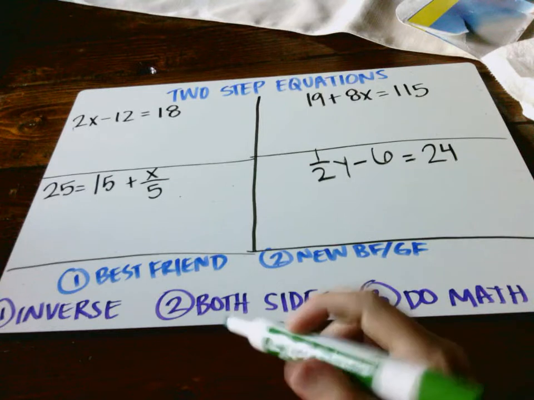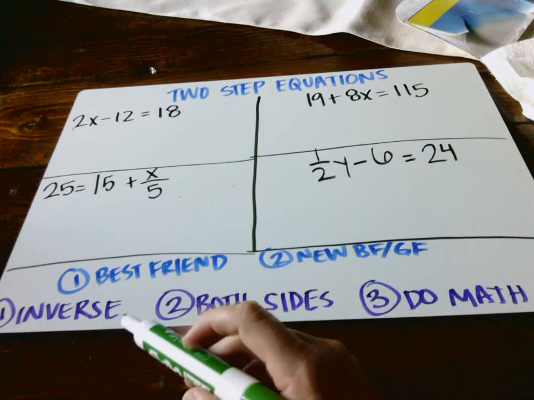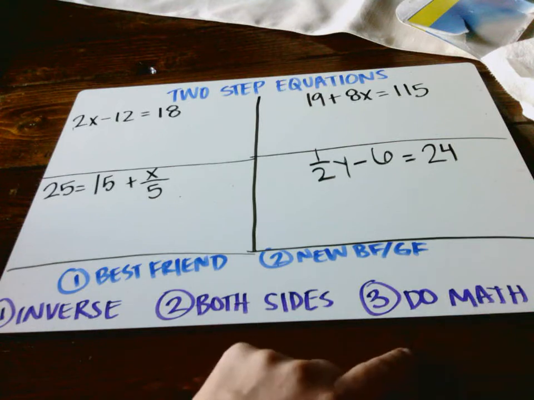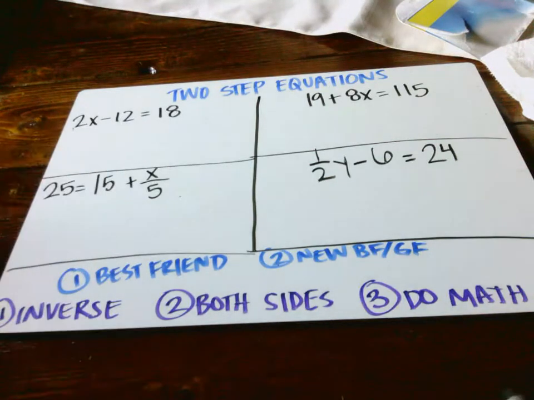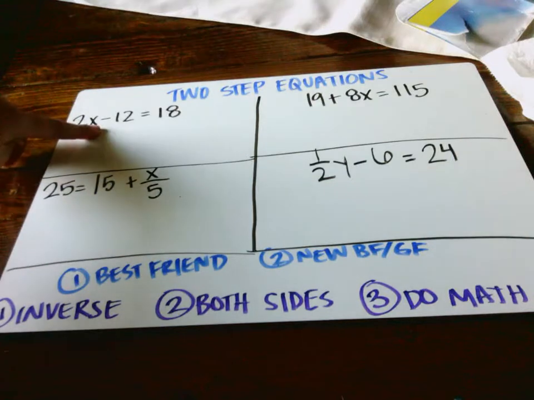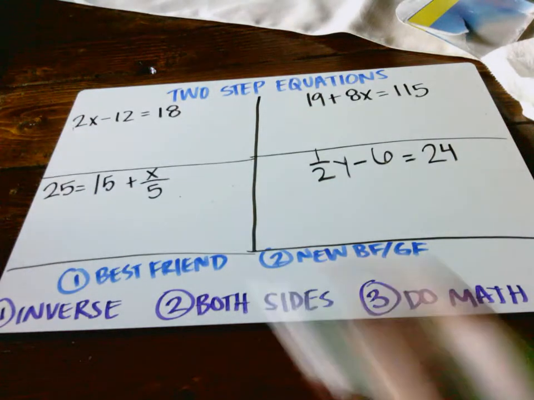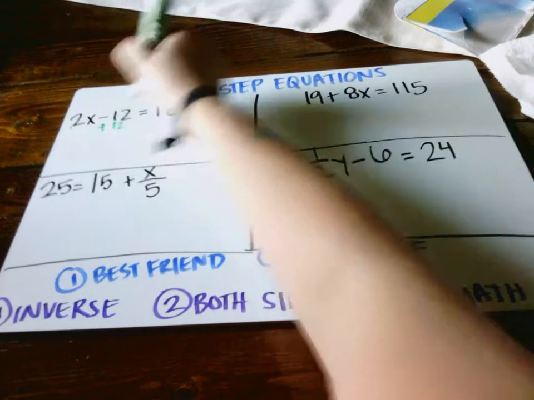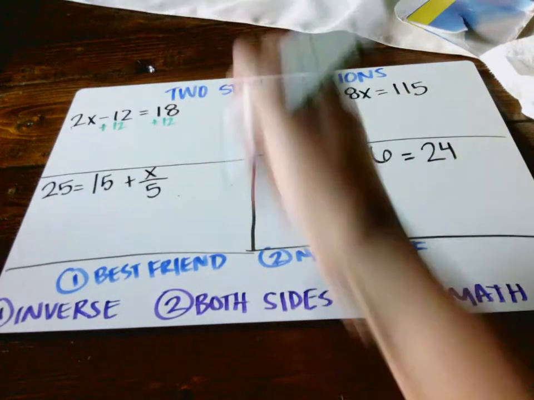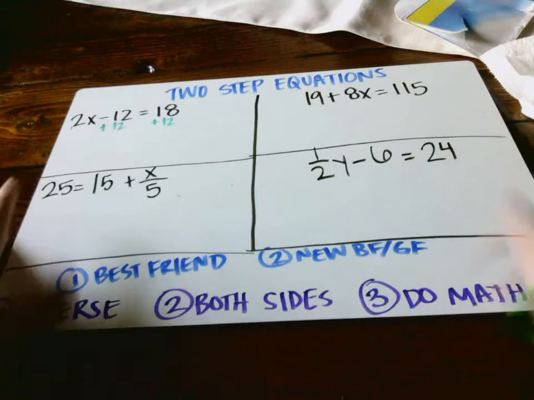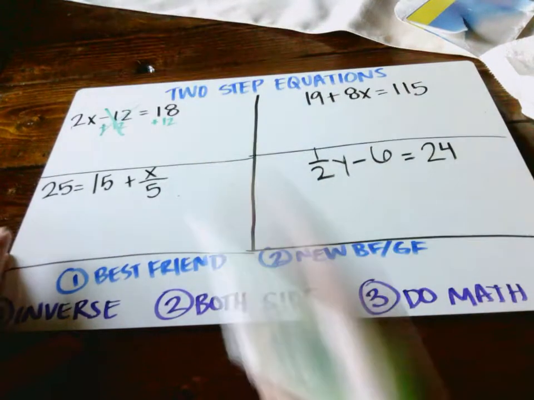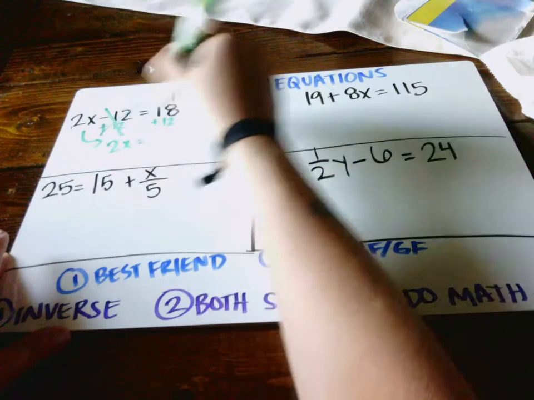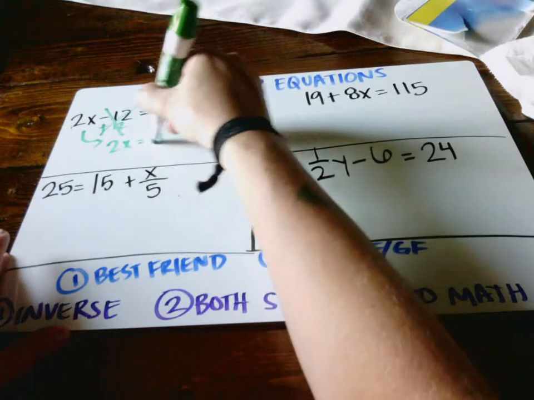For each of these steps, I'm following the same steps I used for one step. I first do inverse, then both sides, then I do the math. So looking at this, the best friend would be that subtracting of a 12. So my inverse operation of subtracting is adding. So I'm going to add 12 to both sides. So now that gets rid of it. So I bring down my 2. I have 2x equals 18 plus 12 is 30.